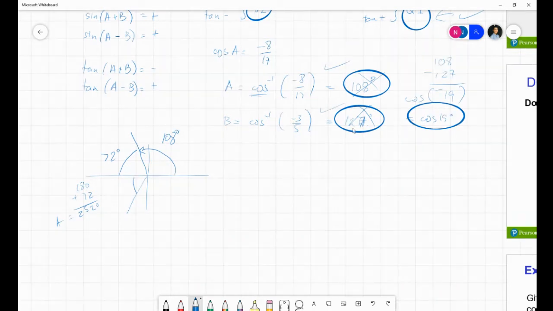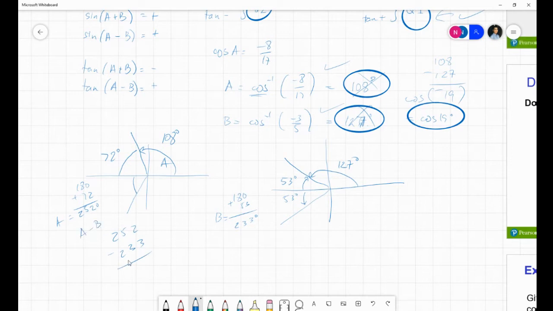We'll do the same thing for B, which is 127. This here is A. For B, we have 127, and we find the reference angle for it, which is 53. So this is also 53. Now we need to find our actual angle B, so that's 180 plus 53, which gives 233. If I take 252 minus 233, this is A minus B.